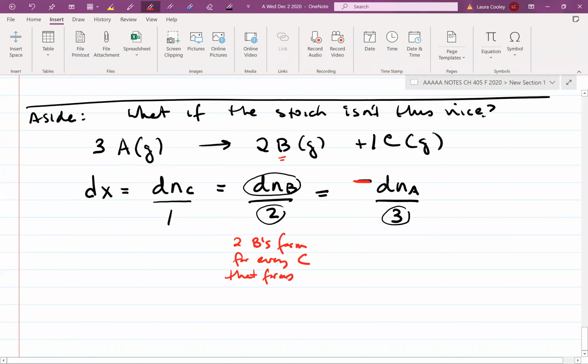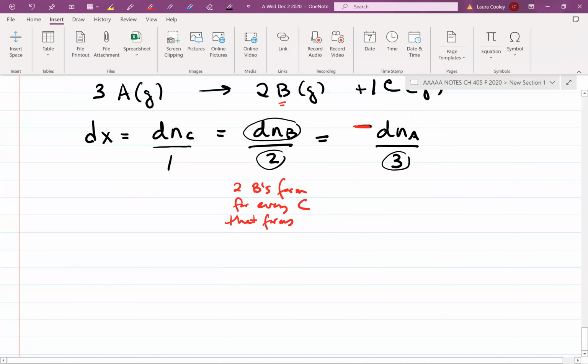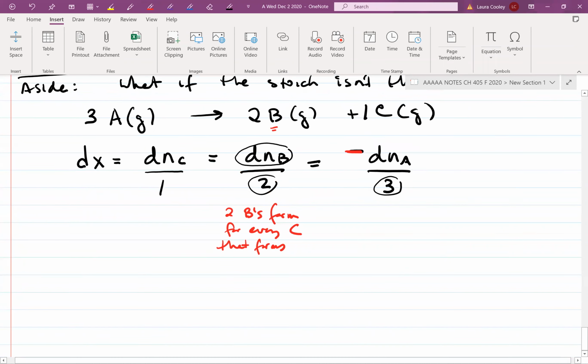So you would have to divide the change in moles of B by 2 to get the change in the extent of reaction. To put everything on equal footing here, you would have to divide by 3 because the moles of A are going away, with 3 of them for every mole of C that forms. So to put the moles of C change on the same footing with the change in moles of A, not only do you have to put a 3 here, but you also have to put a negative sign.